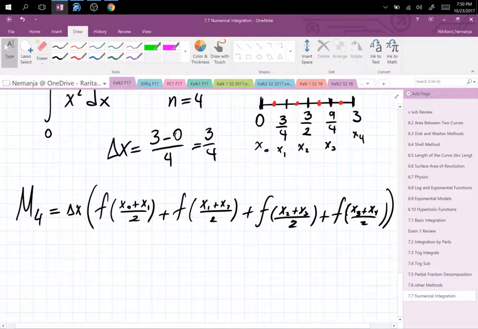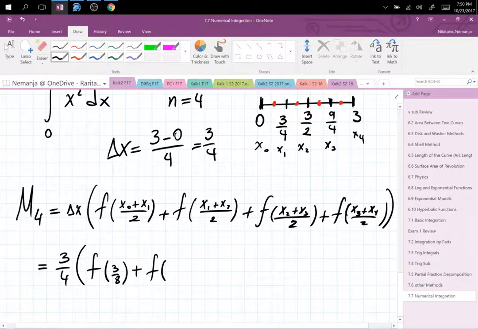We have all these numbers. Delta x is 3/4. And then we have to compute the function at x0 plus x1, so half of 3/4 is 3/8. Plus function computed at x1 plus x2, that's 9/8. Plus f of x2, x3. So times 2 is 15/4, 15/8. So 3 to 9, so it's plus 6, so now it's 21.